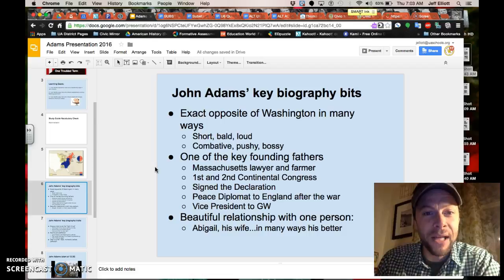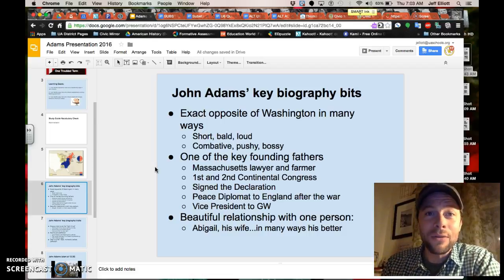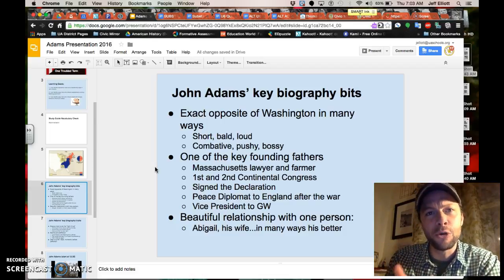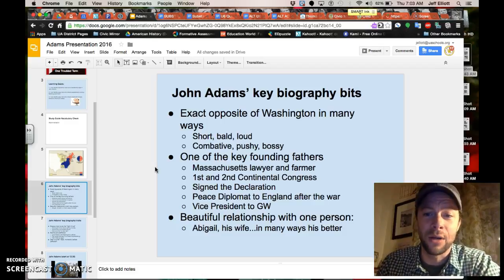Now, that being said, he was one of the key founding fathers, and his pushy behavior, historians say that's one of the reasons why the Declaration of Independence got written, because he was able to push the Continental Congress towards declaring independence from England. He was the one that chose Thomas Jefferson to write the Declaration of Independence. He was the one who pushed George Washington to be the commander-in-chief.